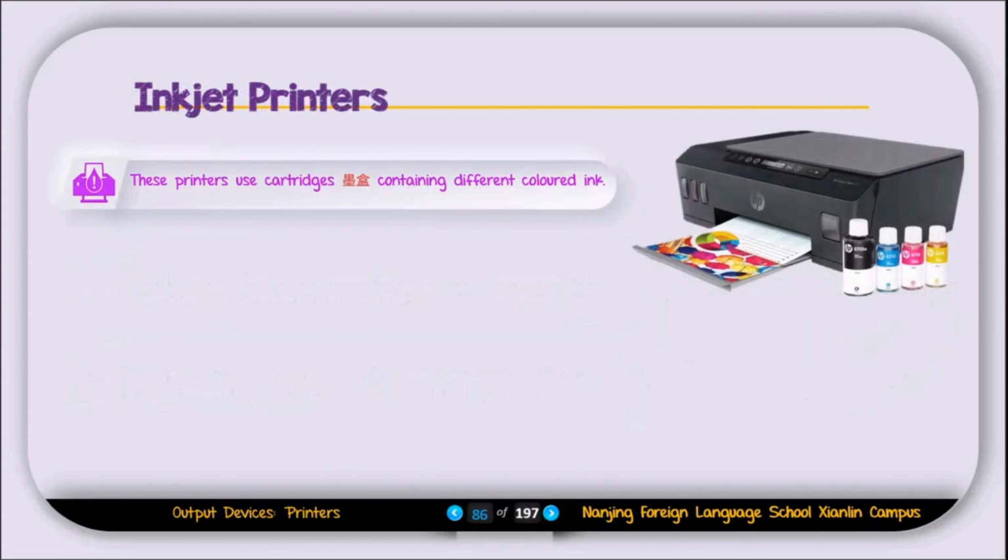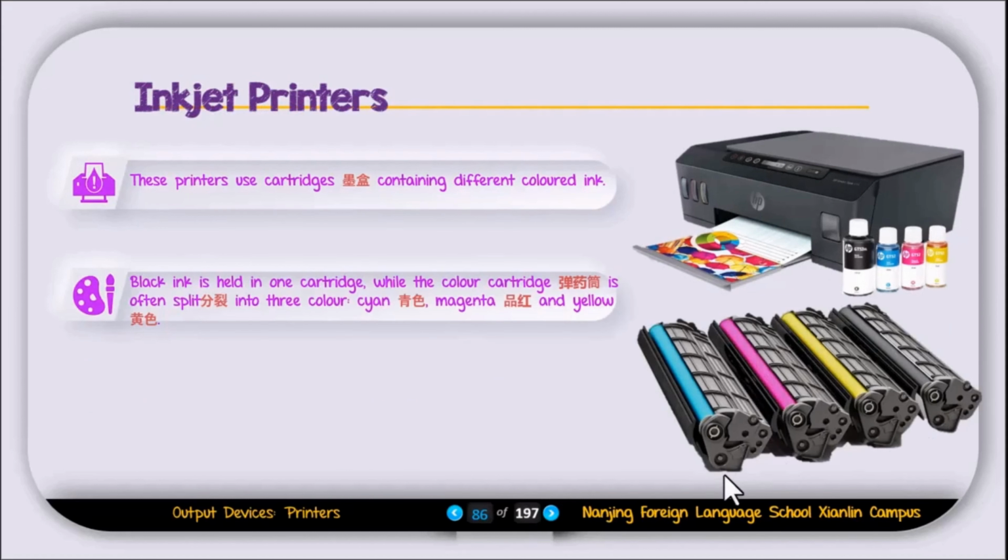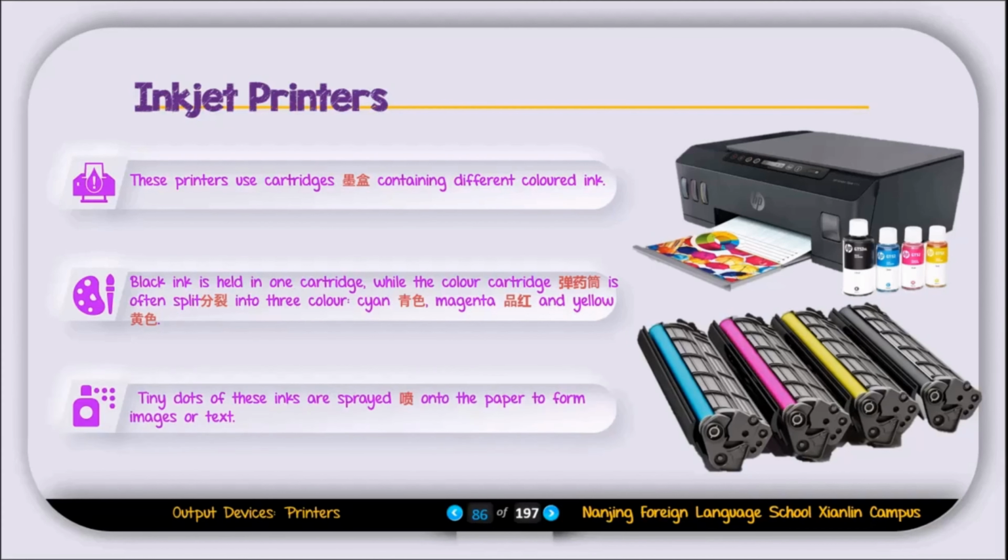The next type of printer is called the inkjet printer. These printers use cartridges containing different color ink. They have 4 cartridges: cyan, magenta, yellow, and black. We call them CMYK, with K for the black. Black ink is held in one cartridge, while the color cartridge is often split into the 3 colors: cyan, magenta, and yellow. Tiny dots of this ink are sprayed onto the paper to form the image or text. That's how the inkjet printers work.